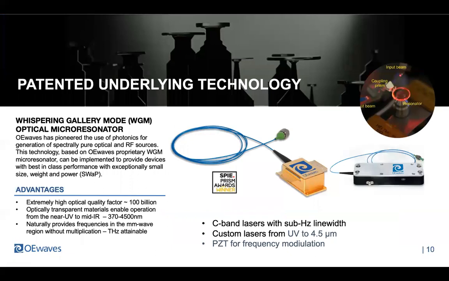At OEwaves, we have lasers that satisfy all this. We can not only produce sub-Hertz line width, but importantly, the smallest 1/f noise of any laser in this kind of a small package. Custom lasers that range from UV to 4.5 micron in wavelength, and PZT for low RAM operation.